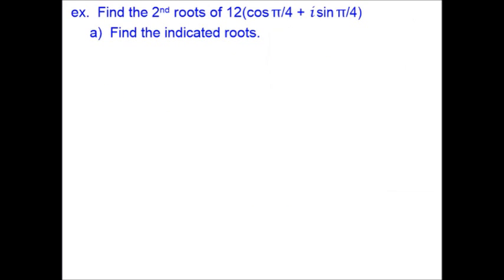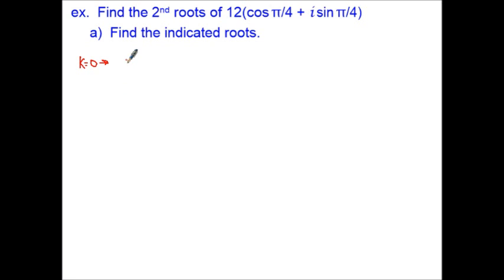Okay, hopefully I can ease you into this by doing something that's not too out of control. We're going to find the second roots of 12 cis pi over 4. Part A is find the indicated roots. Now we have that big messy formula to work with, and notice we have the k values we need to use. I'm going to start out with k equals 0, which sounds like a good place to start.